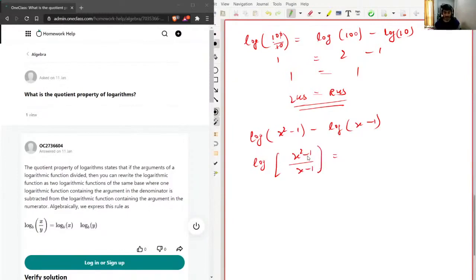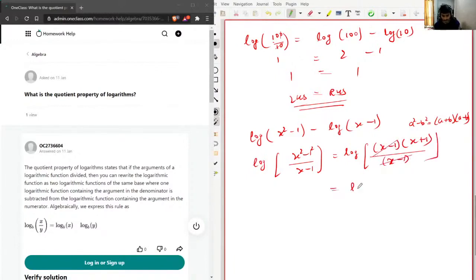Then what I can do, I can just split this term. I'll use the property a square minus b square, which is a plus b times a minus b. So this 1 can be written as 1 square. This will become x minus 1 times x plus 1 over x minus 1, and we can just cancel this, and the simplified form will be x plus 1.